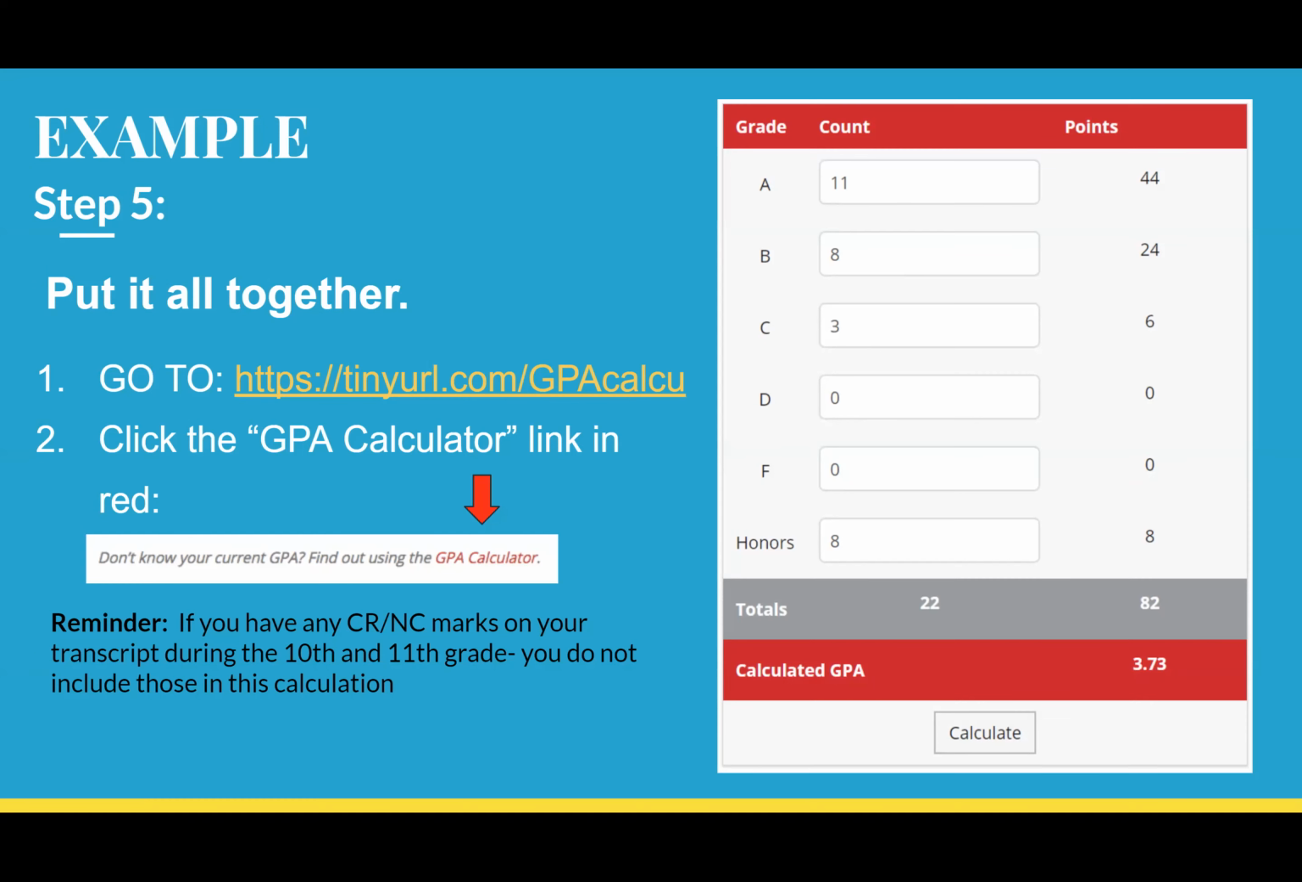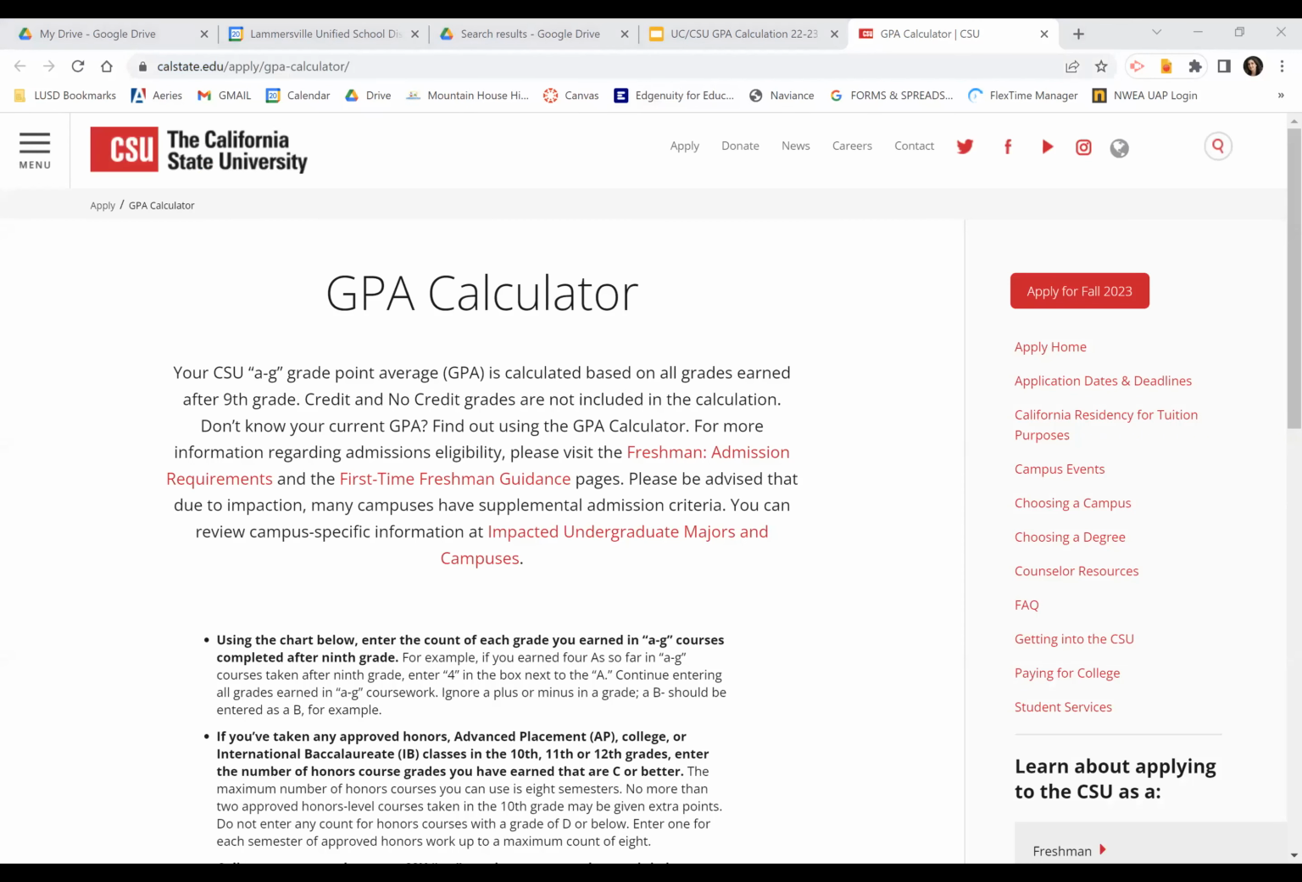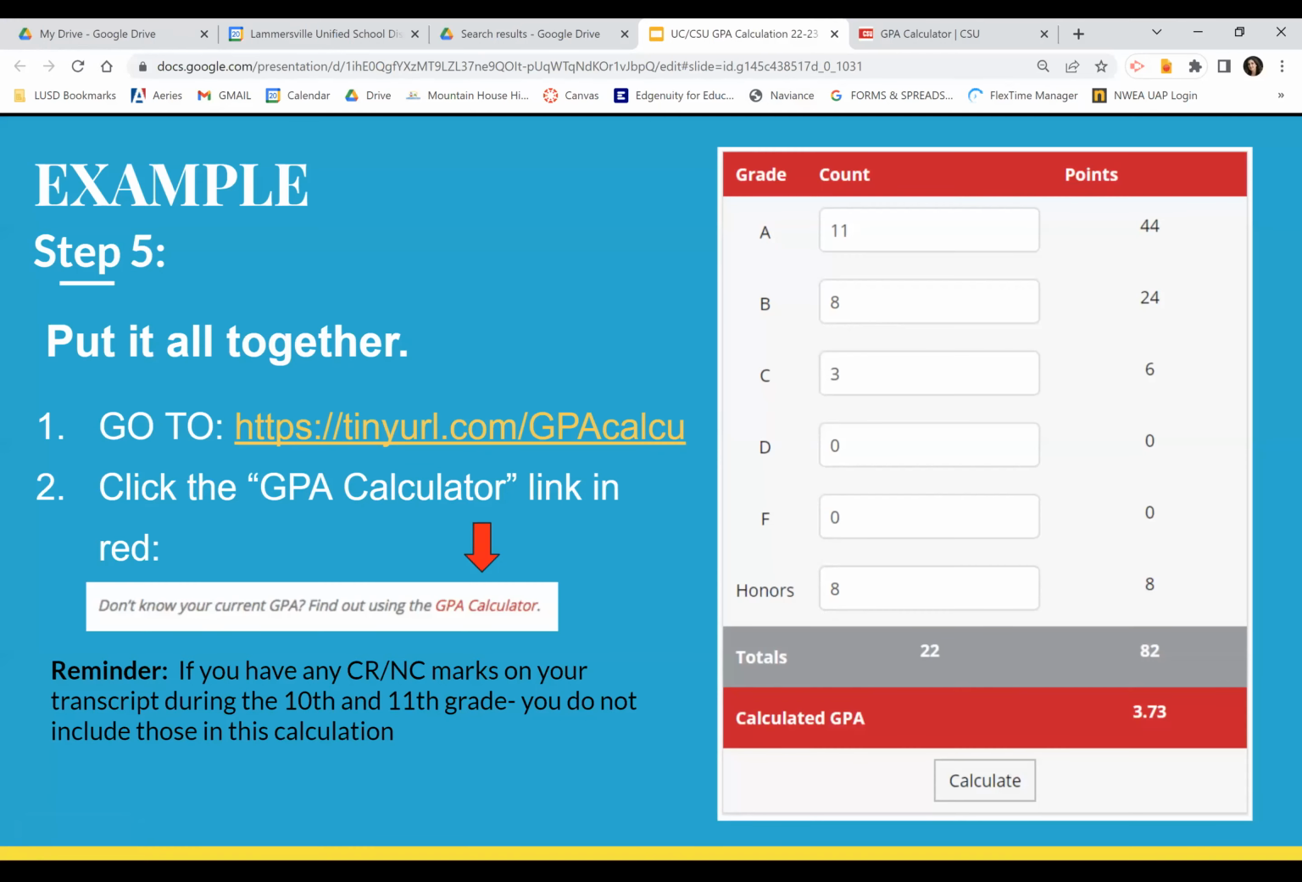Can you please paste a tiny URL address for the GPA calculation here? That's the GPA calculator.